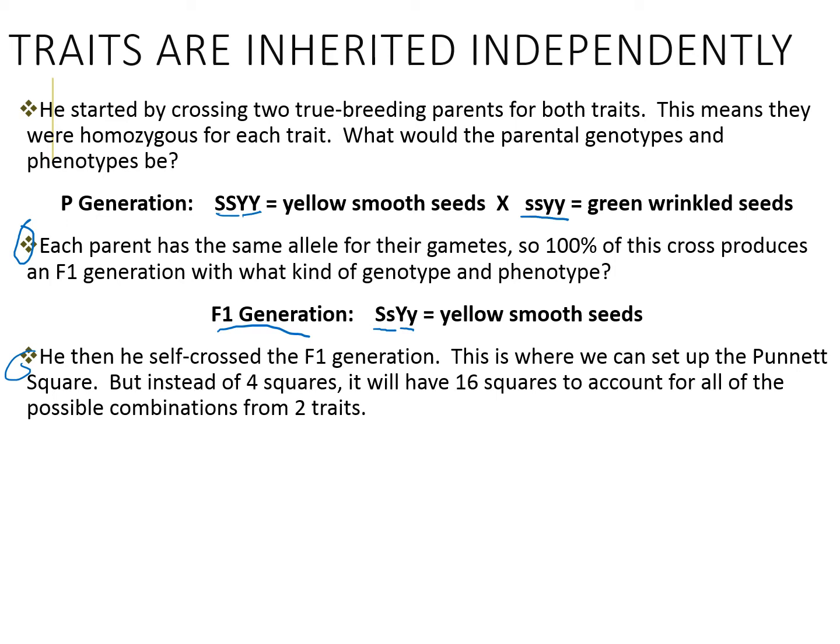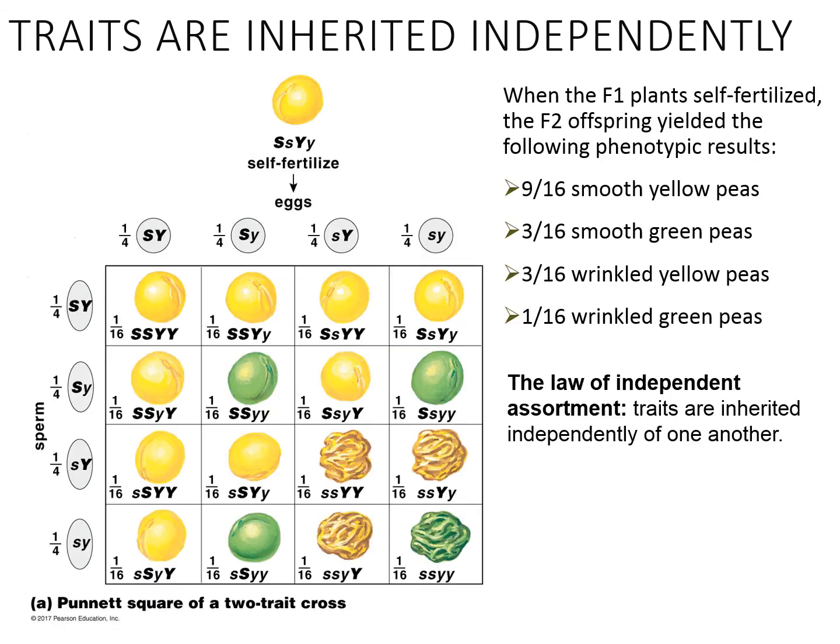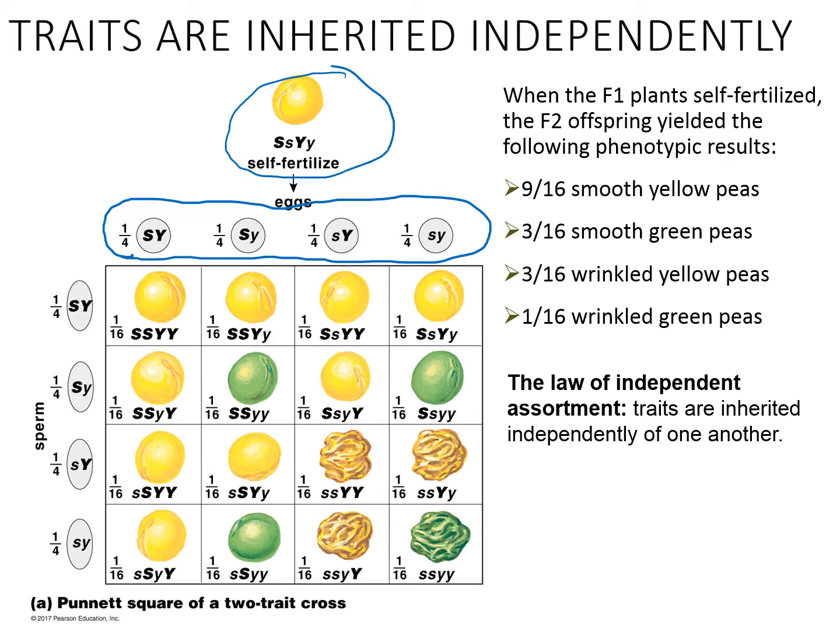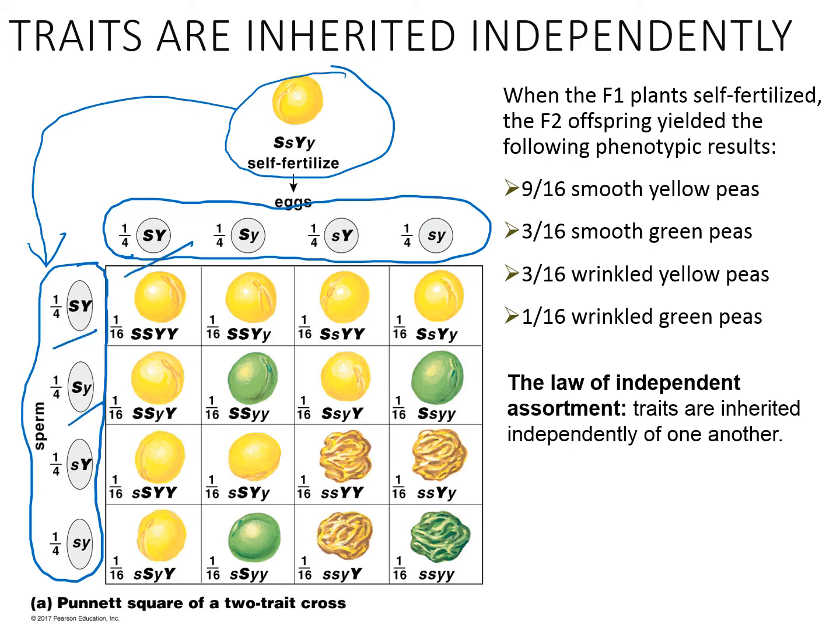This is where we can set up the Punnett square. But instead of 4 squares, it's going to be 16 squares to account for all of the possible combinations of these 2 traits. Get ready. So let's consider one of the parents. Remember, the top of the Punnett square here represents the potential gametes that can be produced by this parent. Now, since it's a self-cross, it's the same thing down here. These are also the potential gametes that can be produced by this same parent. So they're going to be identical. If you look at them, they are identical. This is identical to that. This is identical to that. All right.